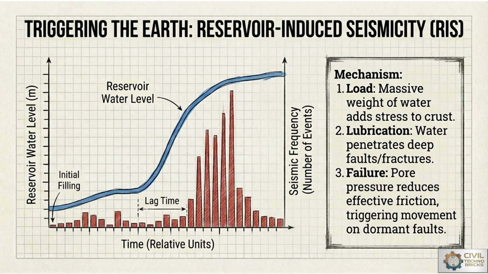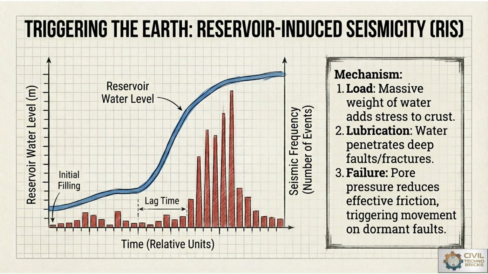So with reference to reservoir induced seismicity, we have to check the load, lubrication and failure. The mechanism of load: the massive weight of water adds stress to the crust, to the wall surface, and at the same time to the rock beds of the dam. Secondly, lubrication, where water penetrates deeply through the faults or fractures available below the foundation. And failure is the result, where pore pressure reduces effective friction, triggering movement on dormant faults.